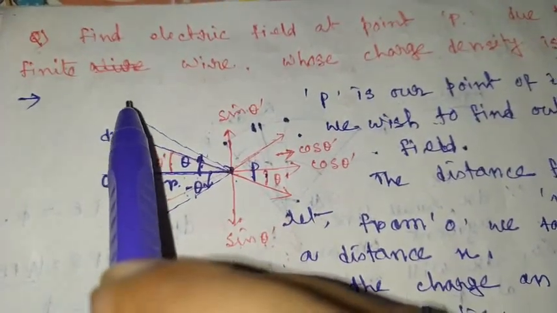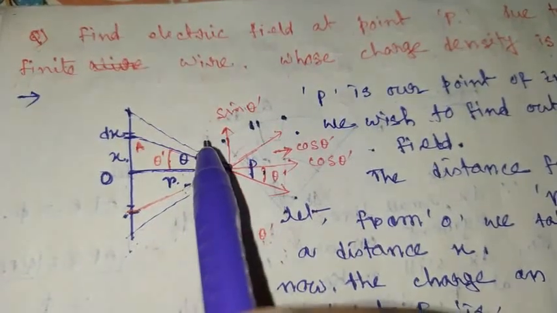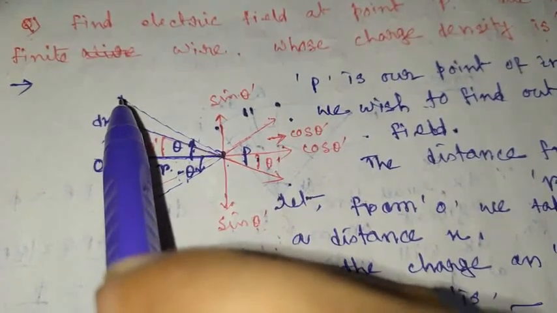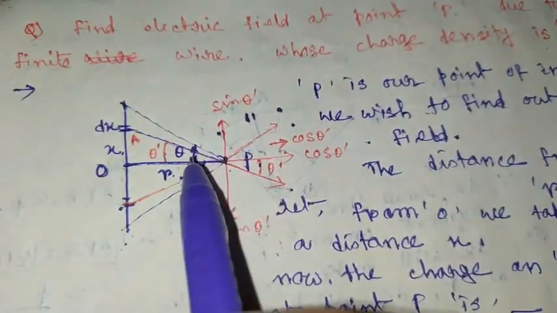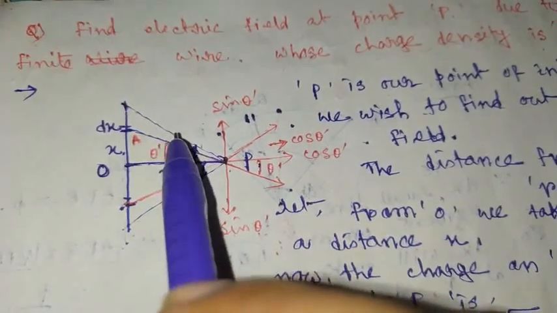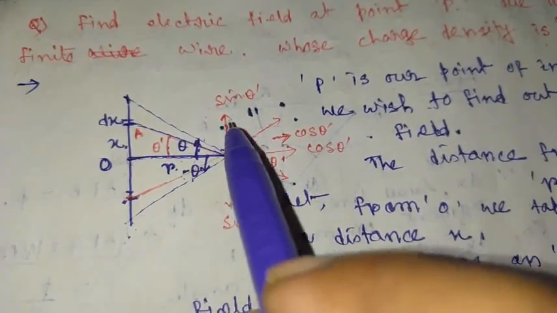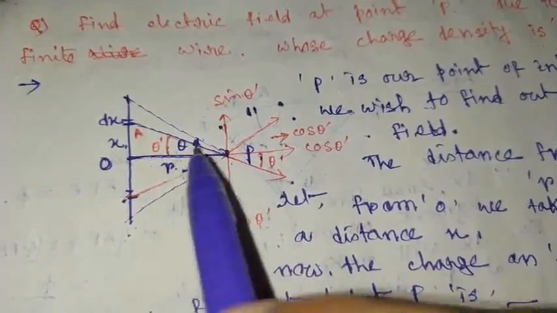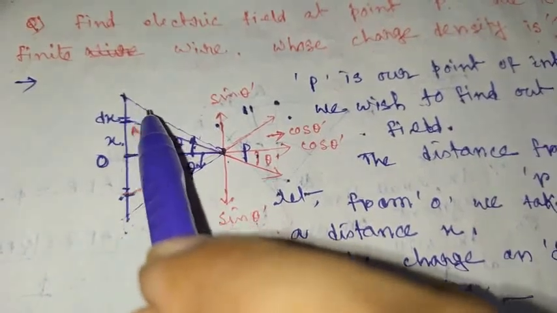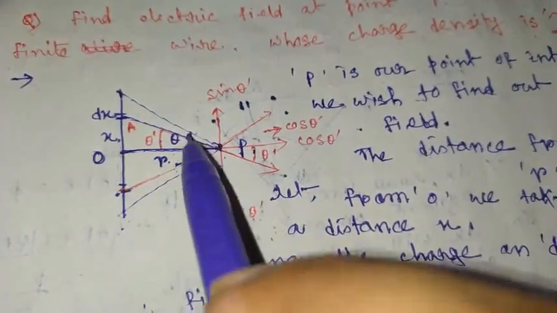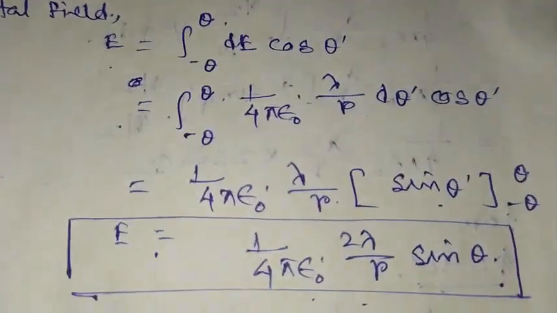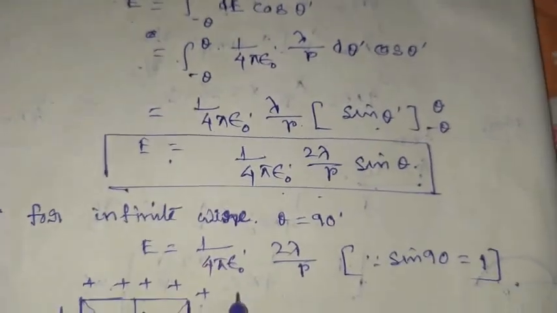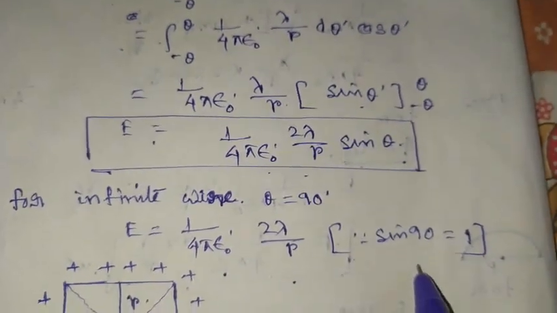If we extend this line, this theta will be increasing in this direction, and when it really tends to infinity, then we cannot join this line, rather the line will be parallel to this line, that is, theta will be 90 degrees. So for this infinite wire, where theta is 90 degrees, the electric field E equals 1 by 4 pi epsilon naught 2 lambda by r, where sin 90 equals 1.